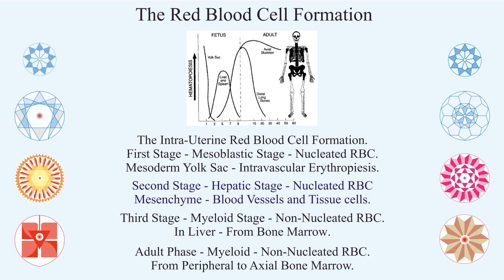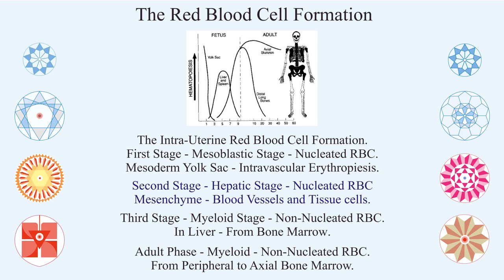You have a mesoblastic stage, which is a nucleated RBC. Nucleated, not non-nucleated. Mesoderm yolk sac is the source, and intravascular erythropoiesis is the subject. So from that angle, you can understand what is actually the first stage of erythropoiesis.